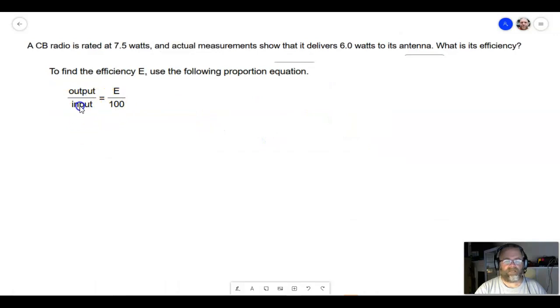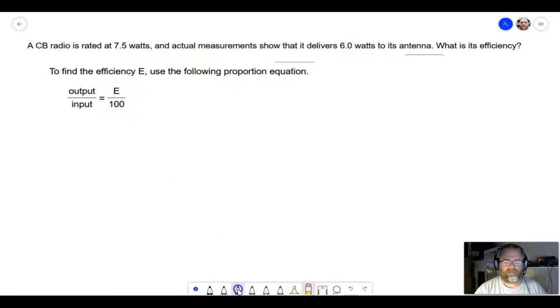The output over the input is equal to E over 100. And you can also think about this as the part over the base. And here we're solving for E, so we need to know which one of these is the output and which one is the input. Well, what's the total possible amount of watts? And that would be whatever it's rated. So that's going to be our input here. That's going to be the whole. And then the amount that it actually delivers is going to be the part of that whole, which will be the 6.0.